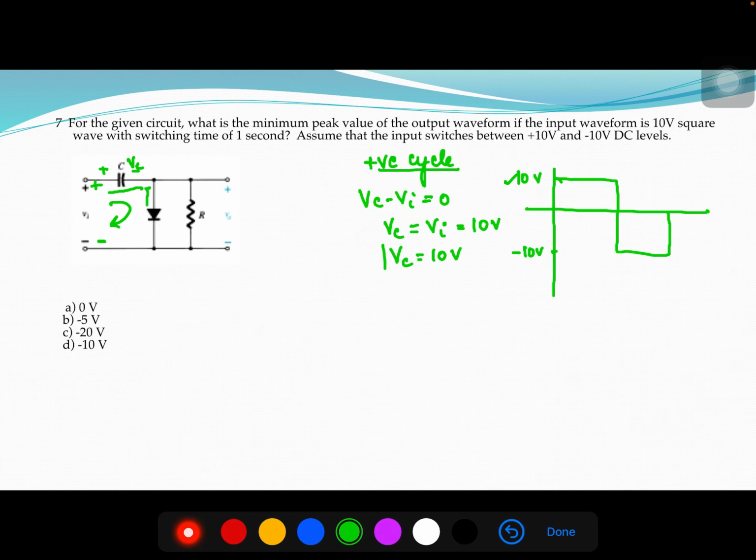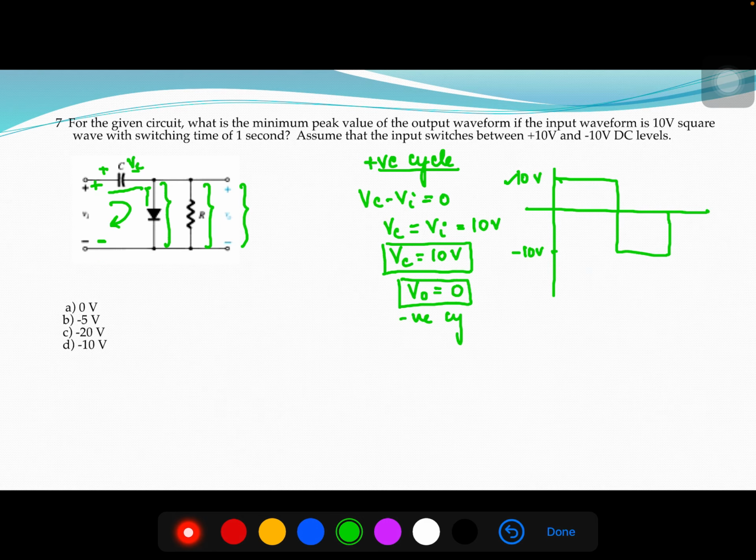Okay. Now this is VC, but our ultimate objective is to calculate V0. So for this cycle itself, V0 is equal to 0 because the diode is a short circuit, and voltage across a short circuit is 0. This branch is in parallel with R, which is in parallel with V0. So the voltage across all these branches will be the same because in parallel, voltages are the same. So V0 is 0 for the positive cycle.